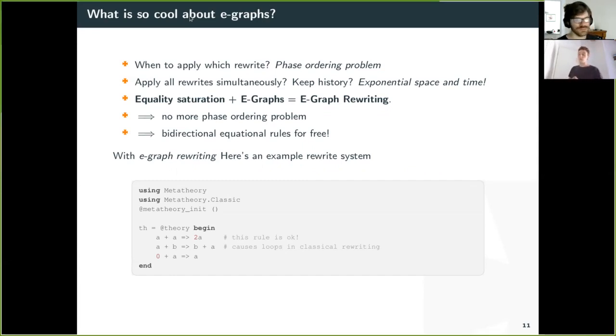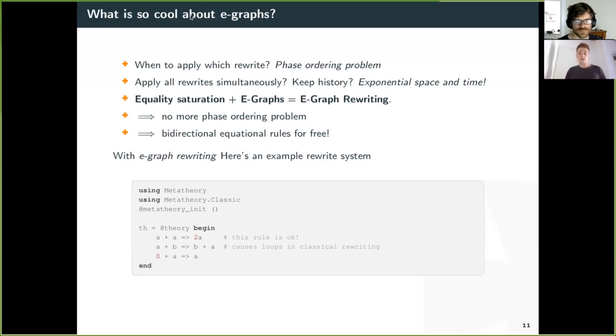Here's an example rewrite system that we want to simplify a term. So we import the Metatheory module, we import the Metatheory classic rewriting module, we initialize the system, then we define a theory with the theory macro. A theory is just an array of rules, and this is a simple macro for doing it in an easy way. So you can see that we have rules that go from the left-hand side to the right-hand side, and the symbols are called pattern variables. So they're like universally quantified variables. If you're familiar with pattern matching, you're familiar with those kind of variables.